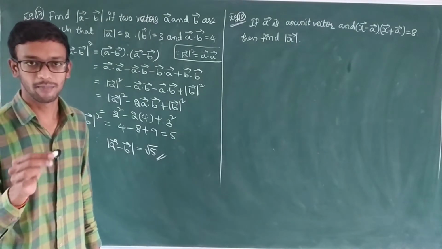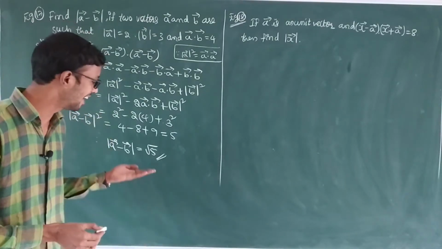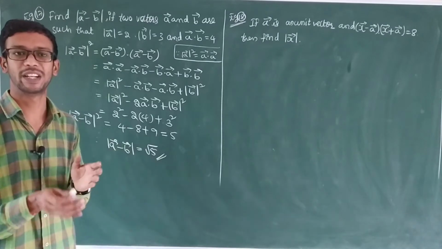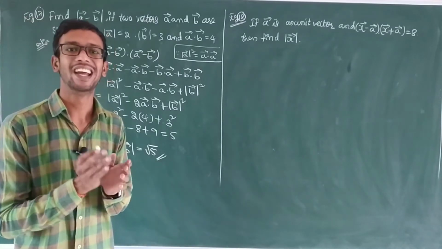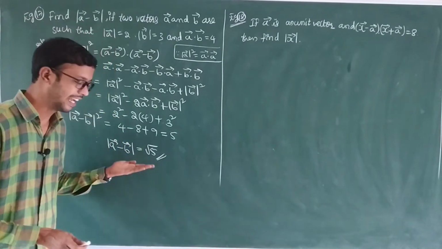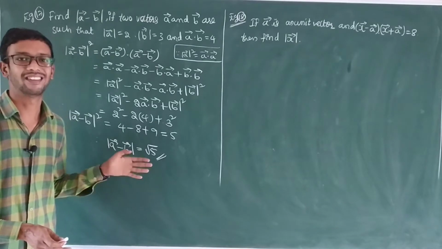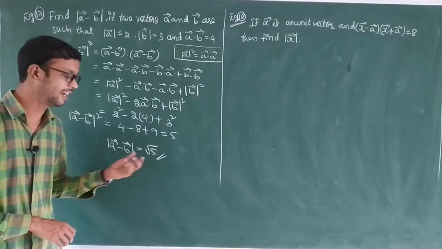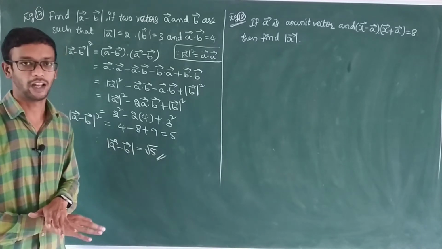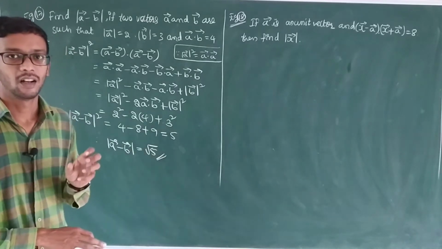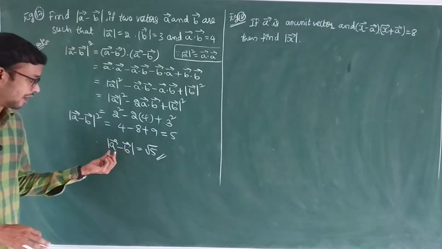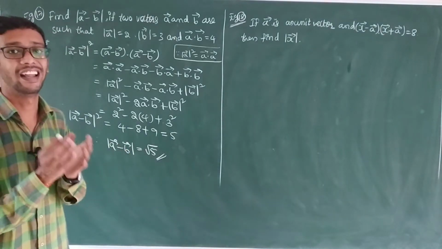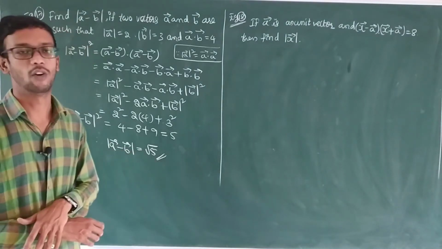Magnitude is compulsory positive. You won't write the plus or minus. Magnitude means length. Length is compulsory positive. So a negative value you also have to make positive. Plus or minus root 5 actually, but we will write just root 5. Minus is not a value here for length. So that's why we have to take the positive value.